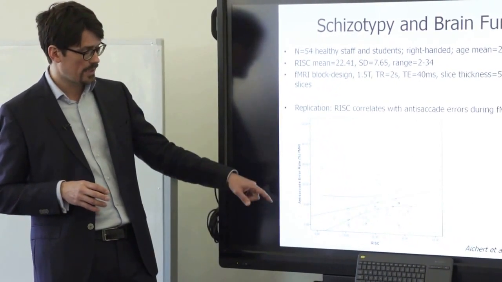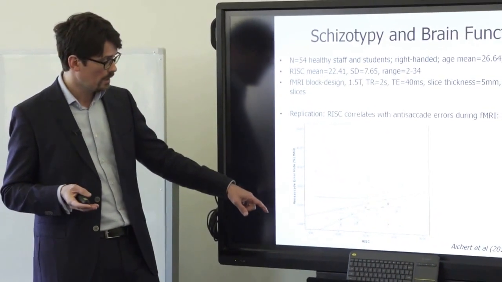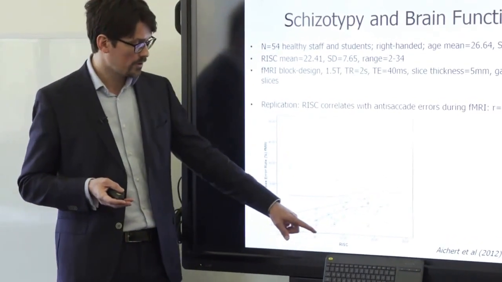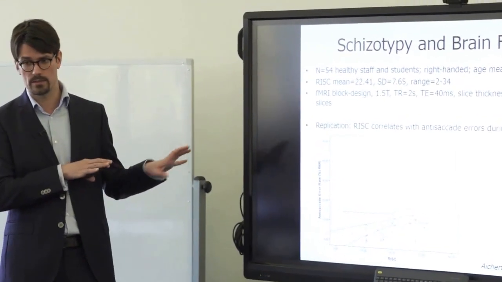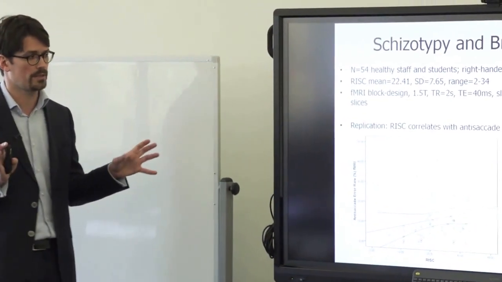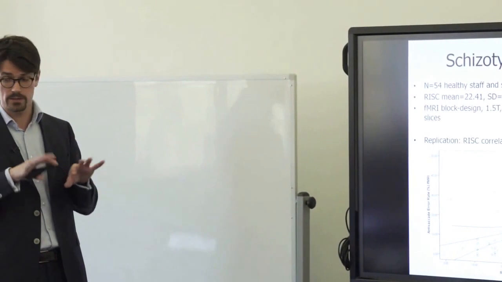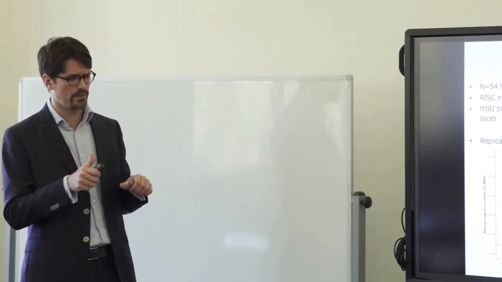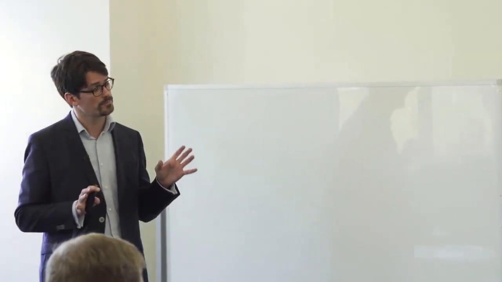This is anti-saccade performance in the MRI scanner, and it correlates with positive schizotypy, just like in the other study. The correlation is virtually the same, 0.25 versus 0.26 or something like that. So that's a very nice replication in an independent sample using a slightly different task in terms of the methods, what the task looked like, but the same questionnaire. So it's always nice to have replication.